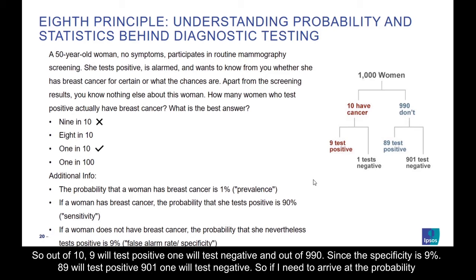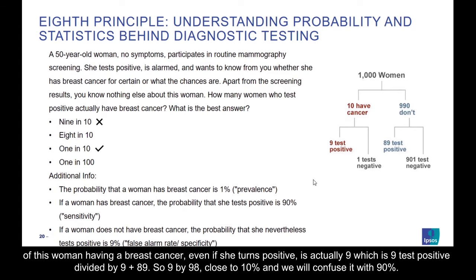So if I need to arrive at the probability of this woman having breast cancer, even if she tests positive, it is actually 9 test positive divided by 9 plus 89. So 9 by 98, close to 10%. And people confuse it with 90%.